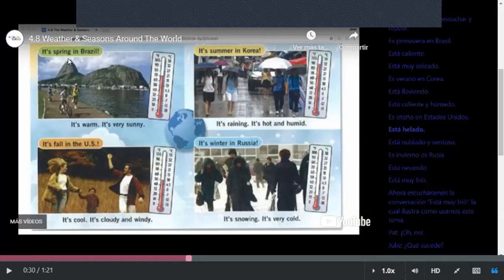For example, it's warm. Repeat, it's warm. It's warm. It's very sunny. It's very sunny. It's raining. It's hot and humid. Or it's cool.